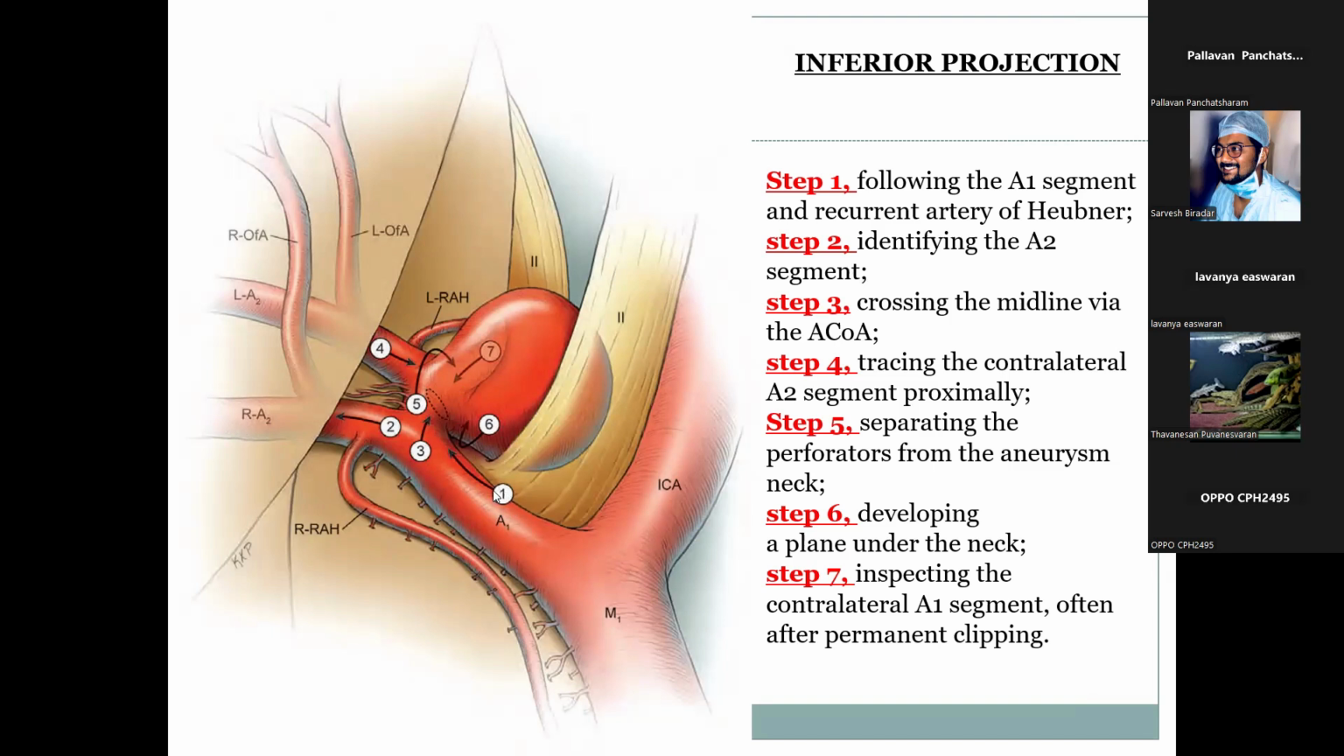Here the steps are the same initially. Ipsilateral A1, ipsilateral A2, and cross the midline via the anterior communicating artery. And the fourth step, instead of tracing the contralateral A1, you need to dissect along the contralateral A2. That is important. So dissect along the contralateral A2 and then develop a plane under the neck of the aneurysm and then inspect the contralateral A1. Once all these steps are done, the neck is ready to be clipped.